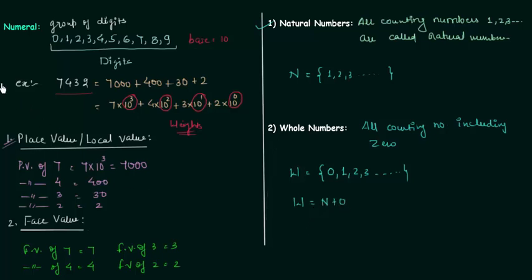Now there are two important points that you must know. The first point is the natural numbers are whole numbers, right? All the natural numbers are whole numbers. And the second point is 0 is the only whole number which is not natural. Okay, so 0 is the only whole number which is not natural, and in this way we have completed the second type, the whole numbers.